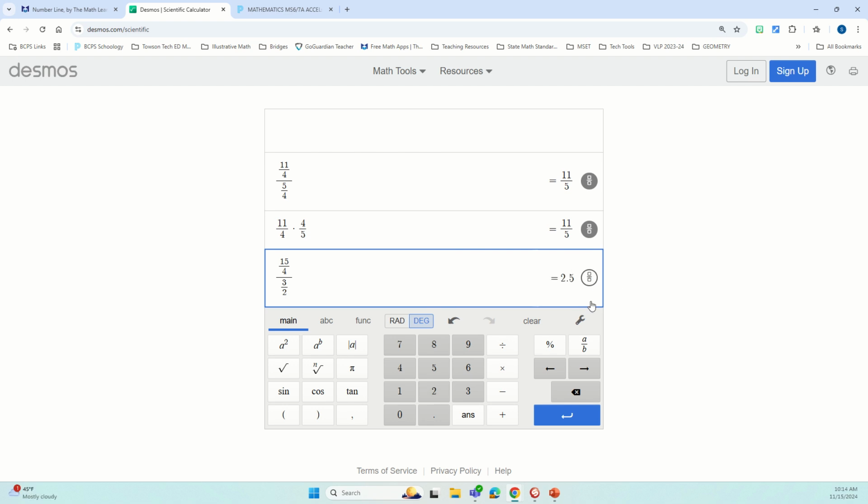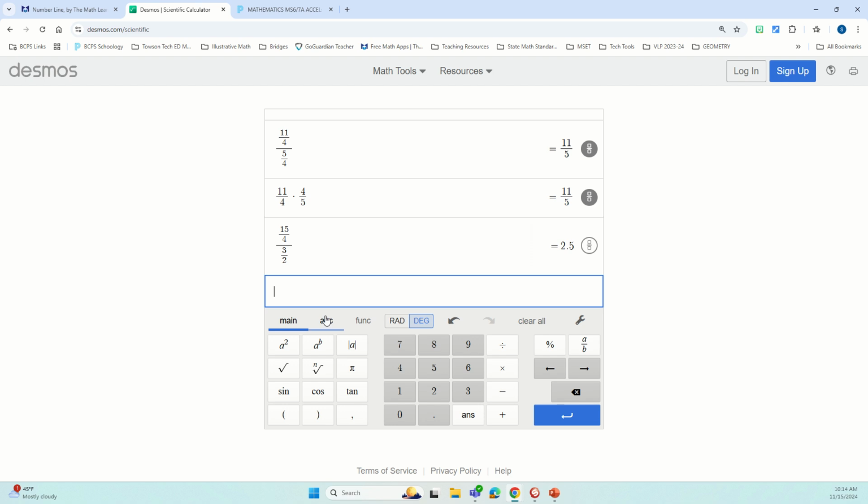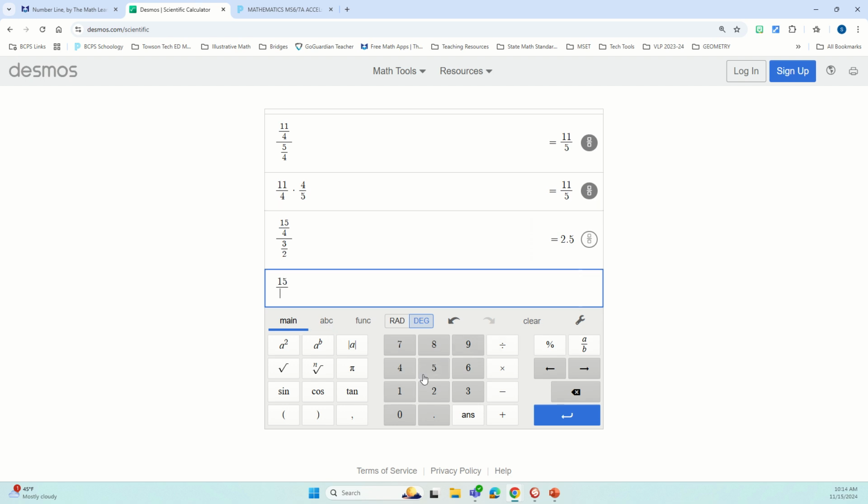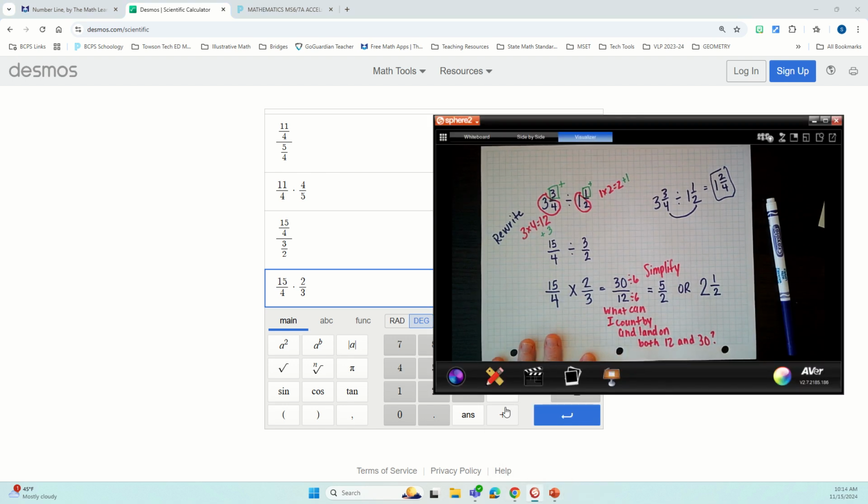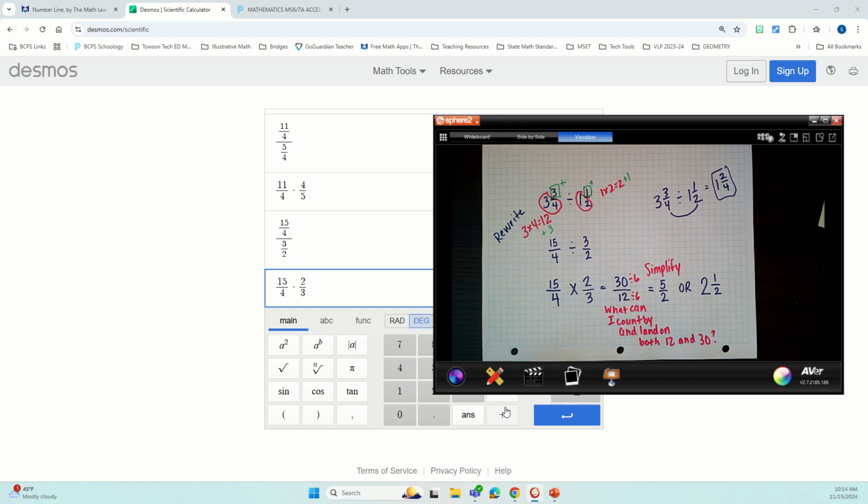5 halves, 2.5. Now let's use that keep, change, flip. 15/4 times, now flip it, 2/3. Oh, sorry, 2/3. 2.5, same thing. All right, so hopefully this helps. Students should have an understanding of this at this point. We've been doing a lot of practice with this.